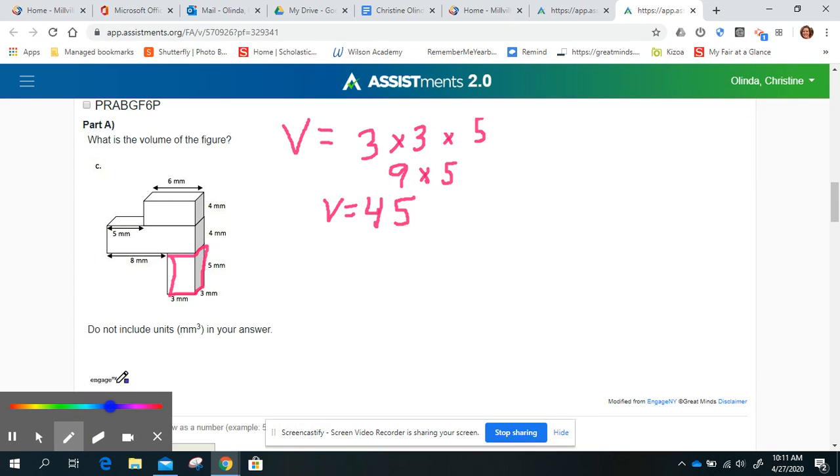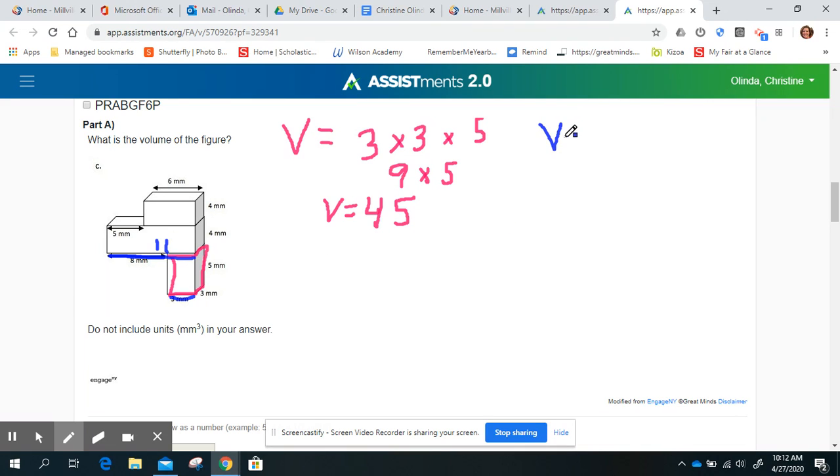Now I can find the volume of my second shape. Okay, the length is not 8. I don't know this part right here, although I do know that this is 8 and this part was 3. So if I added 8 plus 3 together to get the total length, it would be 11.